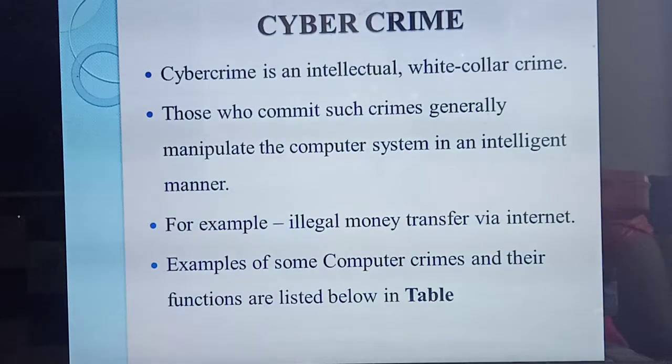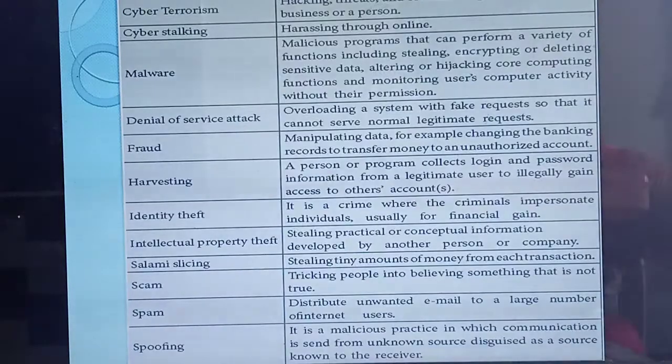White collar crime. Likewise, a lot of crimes are there, given in the textbook, and we are going to study each and every crime in detail. So the name of cybercrime is white collar crime. What is the meaning of white collar crime? The person does such crimes in a very, very intelligent manner. We can't identify how they are hacking the account. The best example is illegal money transfer through the internet. There are a lot of crimes given in your textbooks.